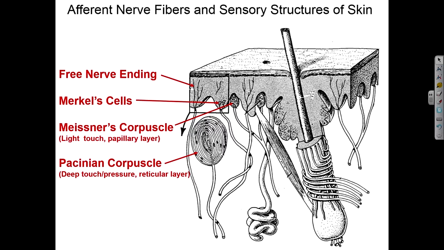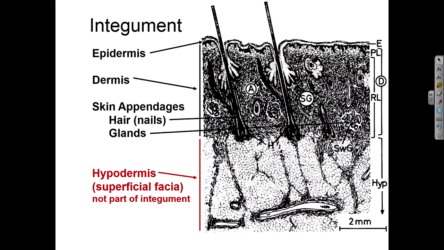You know, when I press, I'm feeling the pressure. I'm probably activating some of the Pacinian corpuscles. Of course, we talked about Merkel cells, and sometimes we have free nerve fibers as well. And this is just some diagrams of them. Okay, so that's the epidermis and the dermis. Remember, the hypodermis is not part of the integument. That's the adipose tissue, sometimes called superficial fascia in gross anatomy.